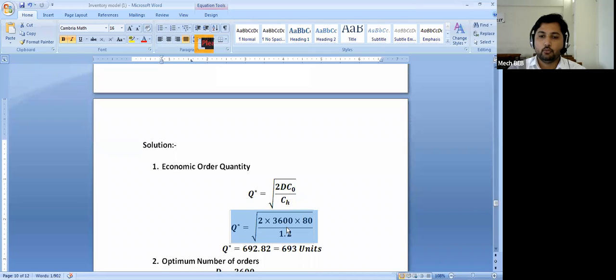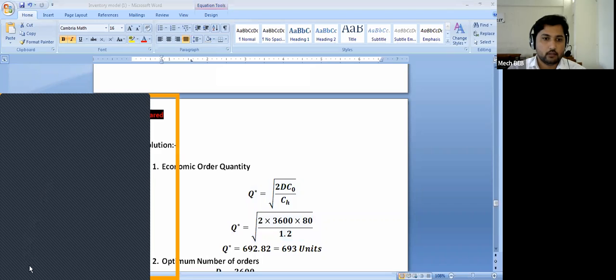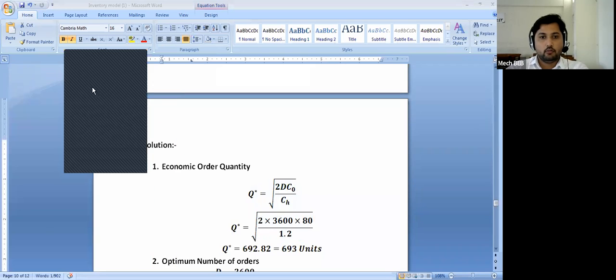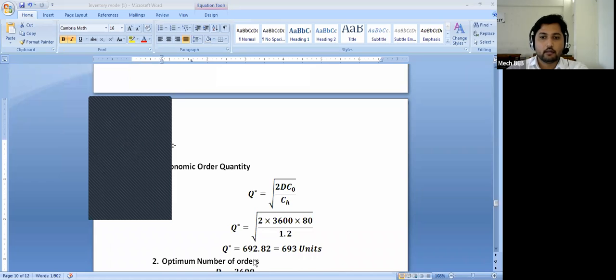Just put these values with respect to each variable and determine Q star. So here, under root of 2 multiplied by 3600 multiplied by 80 divided by 1.2. I will calculate: 2 multiplied by 3600 multiplied by 80, divided by 1.2, and take the under root. So it is 692.82032.